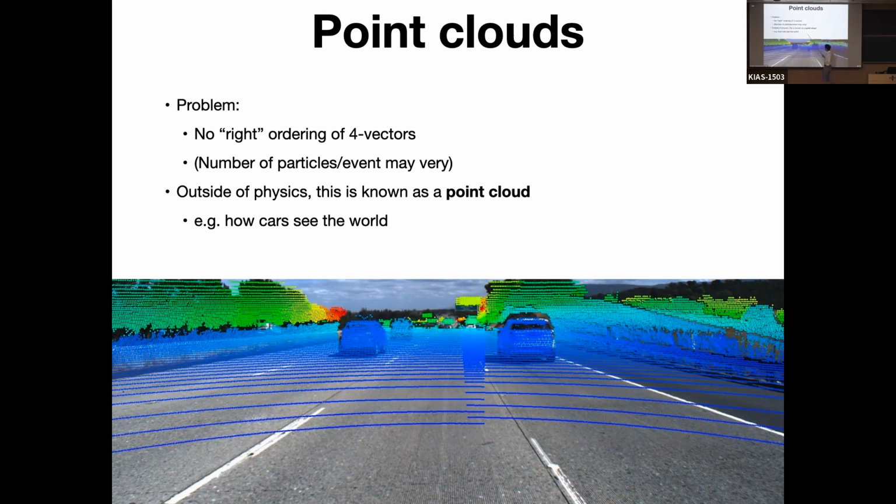The observation is that there is no right ordering for the 4-vectors, and in general, for any fixed architecture, we also want to make sure that something works for arbitrary numbers of particles or events. Recurrent architectures do that, convolutions do it as well, fully connected networks fail this. And one way to think about our data is to think about all the 4-vectors just the way they are, as a point cloud. Essentially each 4-vector represents a point in 4D space.